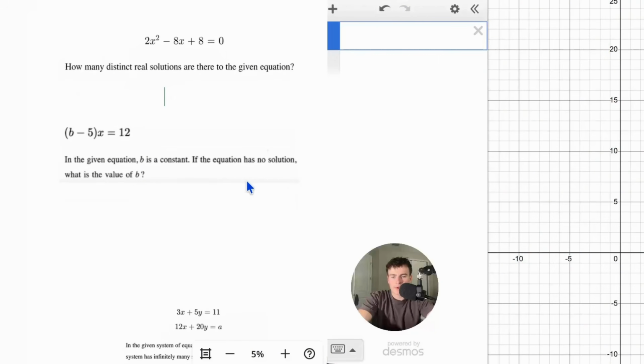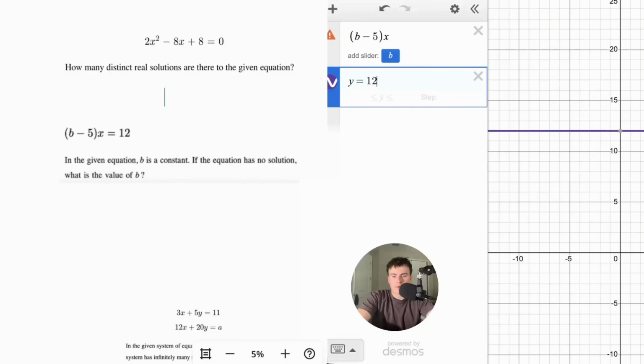It says, in the given equation, b is a constant. If the equation has no solution, what is the value of b? So like I said before, if the equation has no solution, they are not going to intersect. They're going to be parallel. If you graph it normally, it'll just show it as a vertical bar, but it won't show anything. So let's just graph it. And like I said, with the amount of solutions, we just want to graph them separately. So let's do b minus 5 times x, and let's do y equals 12.